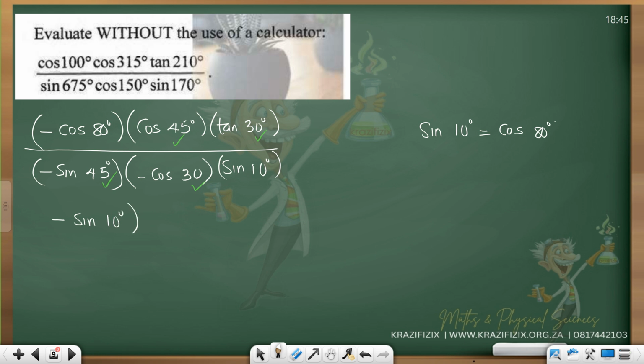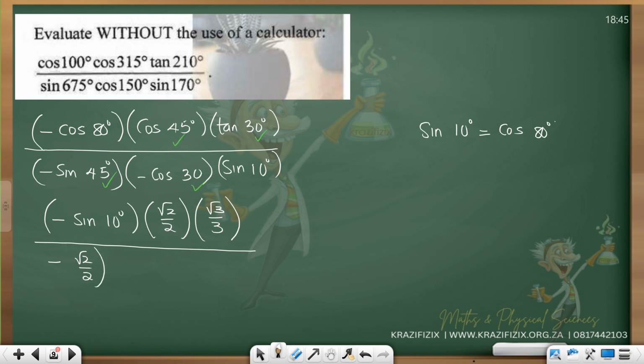Sine 10. What is cos 45? Use your calculator, root 2 over 2. What is sine 30? Use your calculator, root 3 over 3. Minus, what is sine 45? Root 2 over 2. What is negative cos 30? Cos 30 is root 3 over 2. Because that's sine 60. And you have sine what? 10.